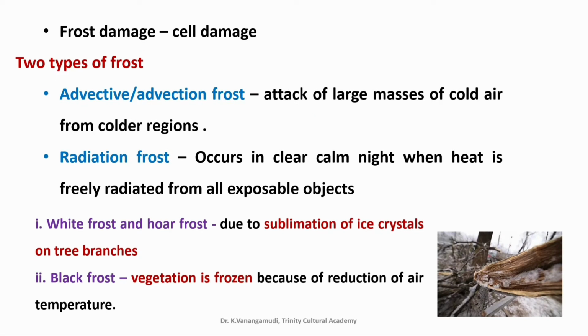Next one is frost damage, which damages cell and its structure. There are two types of frost. Type 1 is advective or advection frost, which is the attack of large masses of cold air from colder region. Second type of frost is radiation frost, which indicates the release of heat during clear and calm nights due to radiation from all exposable objects.